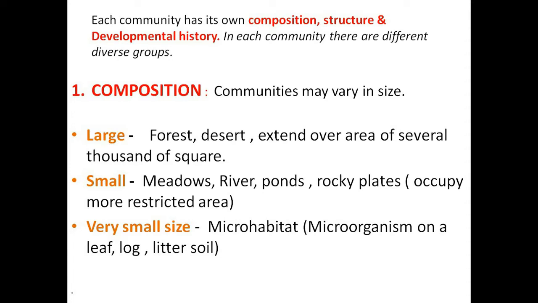In a large community, we may include forest and desert, extended over areas of several thousands of square kilometers. Small communities are like meadows, rivers, ponds, and rocky plates. And very small ones are called microhabitats too. So microbes on a leaf or log or in litter soil are called very small size communities.